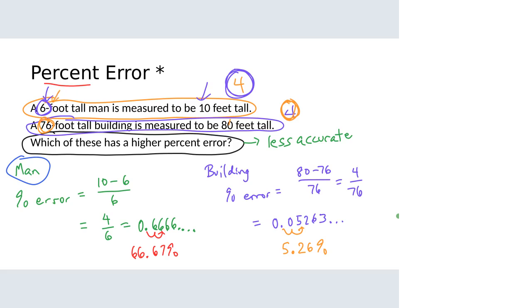And that's why we look at percent error to tell us how accurate something is. Not just the raw number, but how far is it off from what it actually is? Because for something that's not that big, this much error is a lot. For something that is bigger, this much error is off by 5%. That's not great, but at least it's not off by 67%. That's very far off of the actual measurement.